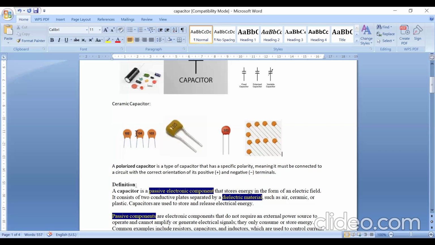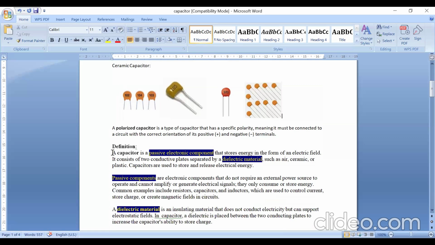Before finding the value of the ceramic capacitor, let us study the definition of a capacitor. A capacitor is a passive electronic component. What is passive? Passive components do not require any external power source to operate. They cannot do amplification, and they cannot generate electrical signals. Passive components only consume or store energy. Such components are called passive components.